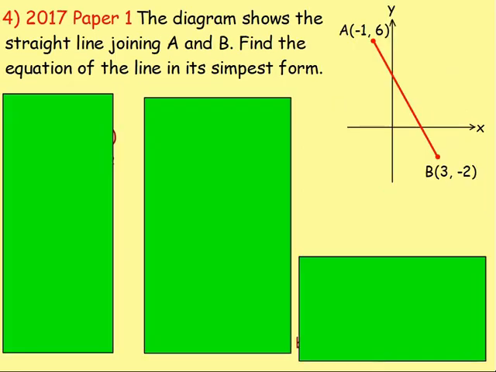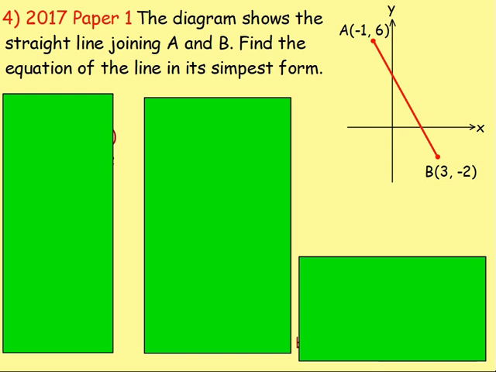Example 4, or past paper example 4. This one here is from the 2017 paper, and it's from paper 1, so again a non-calculator question. The diagram shows the straight line joining A and B. Find the equation of the line in its simplest form.